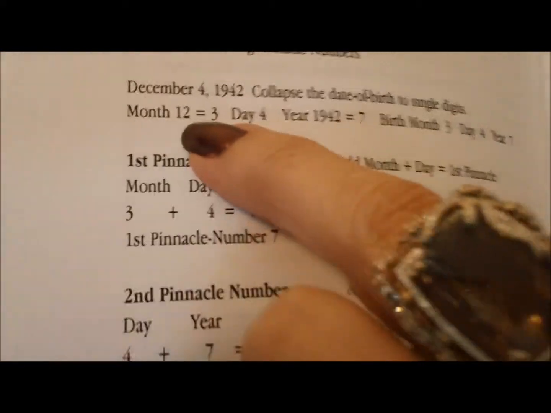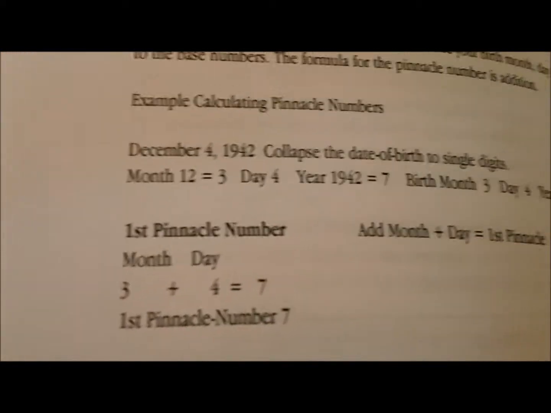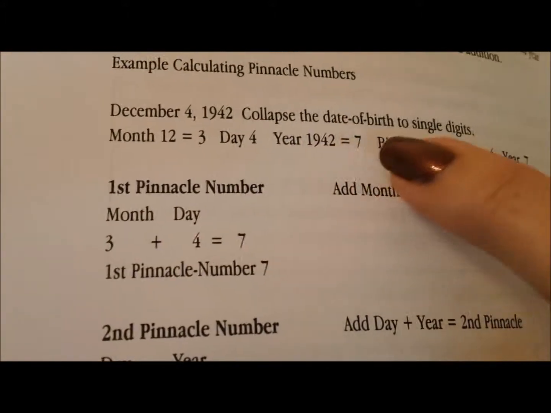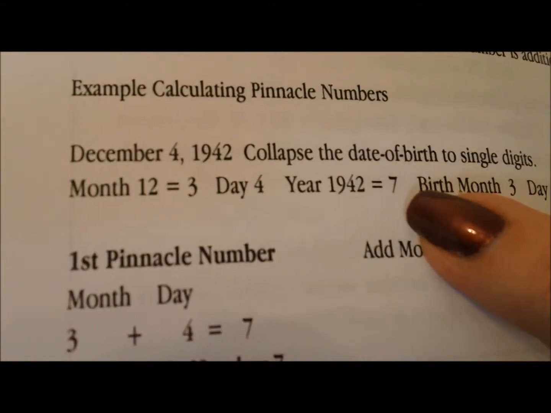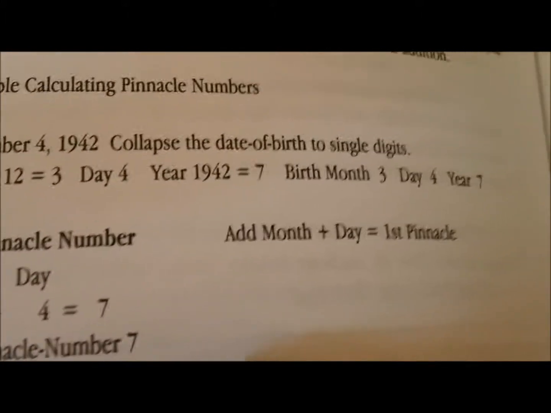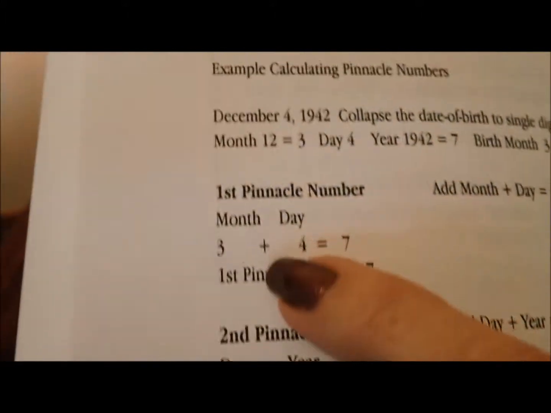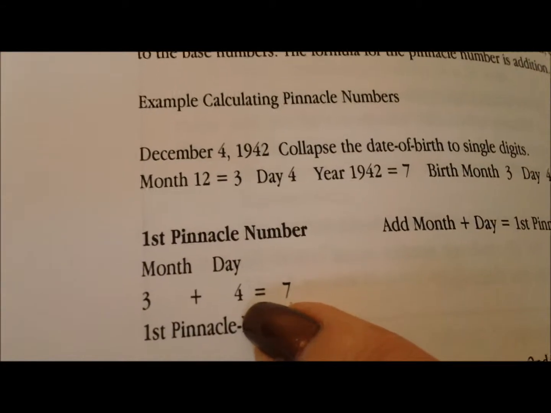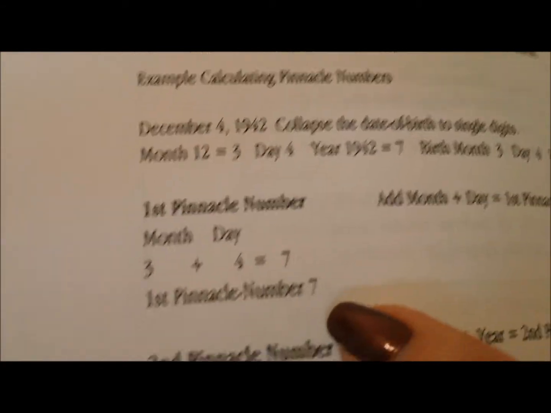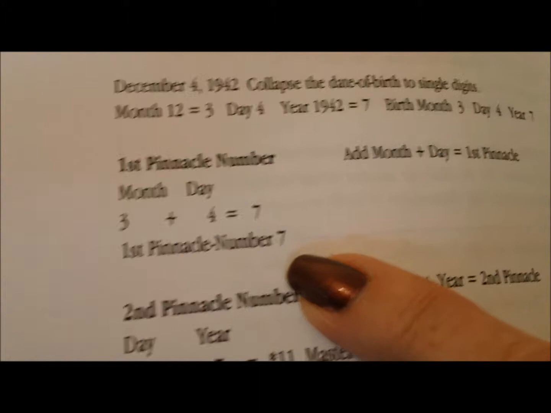Now, if you notice, I'm up here, my month is a 12, so I break it down to a 3. My day is a 4, and my year, I break that down to a 7. So the first pinnacle for the month would be a 3, because we figured that out. The day is a 4, and that equals a 7. So my first pinnacle is number 7.